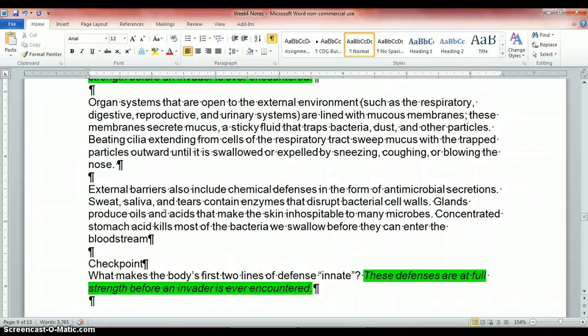External barriers also include chemical defenses in the form of antimicrobial secretions. Sweat, saliva, and tears contain enzymes that disrupt bacterial cell walls. Glands produce oils and acids that make the skin inhospitable for microbes.